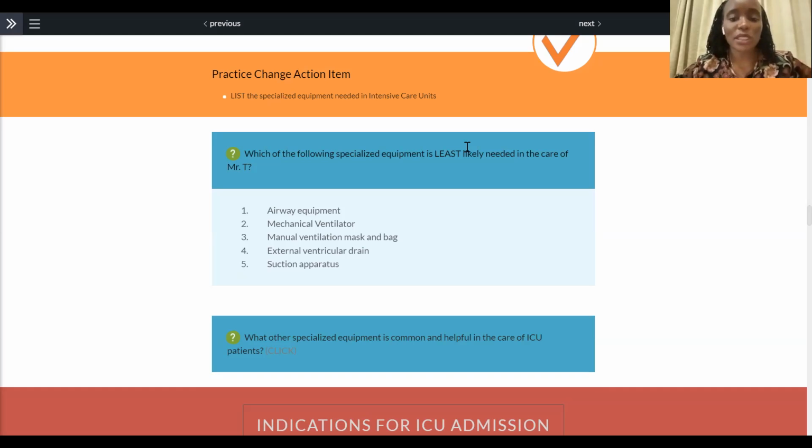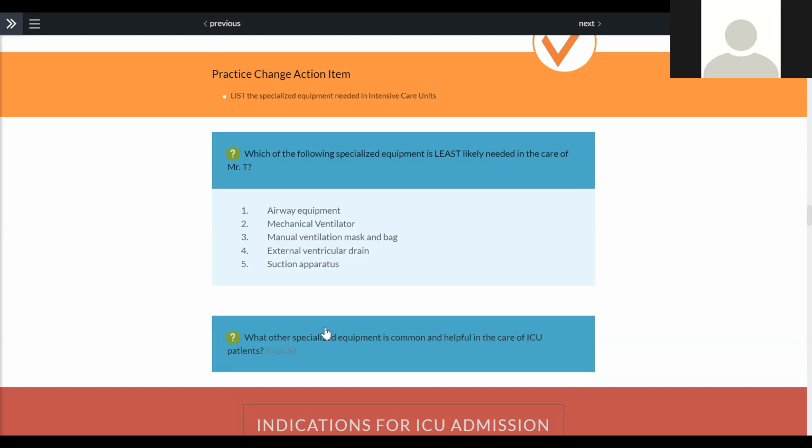Which of the following specialized equipment is least likely needed in care of Mr. T? So we could answer that kindly. I'll give a second.